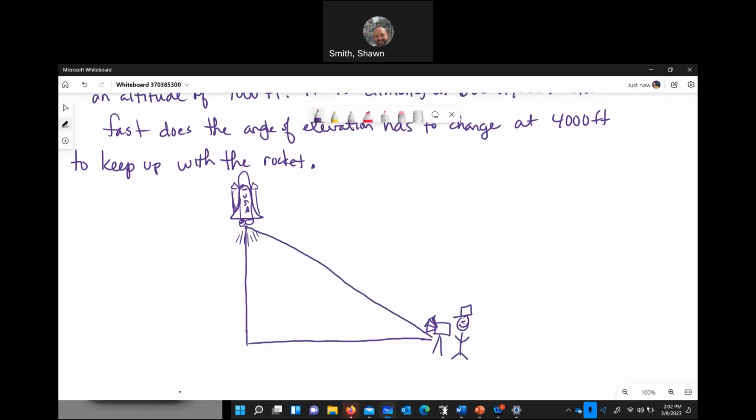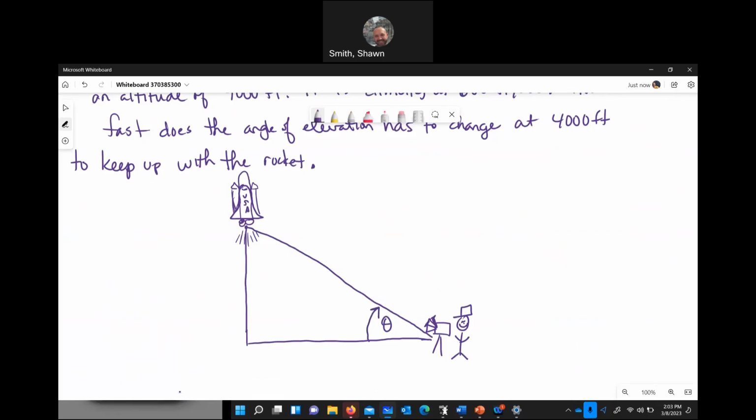Oh, look, we got a right triangle. Oh, go figure. Something is probably going to happen with right triangles again. We're looking at the angle of elevation. Remember, angle of elevation is from the horizon, the horizontal, looking up, right? Going up. So this is your angle of elevation right here.